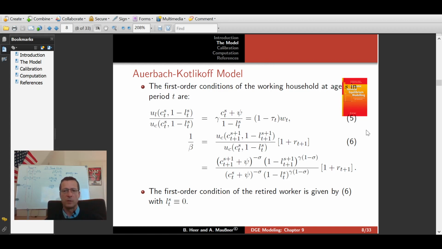Now the retiree does not optimize his labor supply. His labor supply is equal to 0, so he enjoys leisure 1. But of course, he optimizes over his savings, so equation 6 is also a first order condition of the retired worker, where we have to set labor supply equal to 0 in this case.